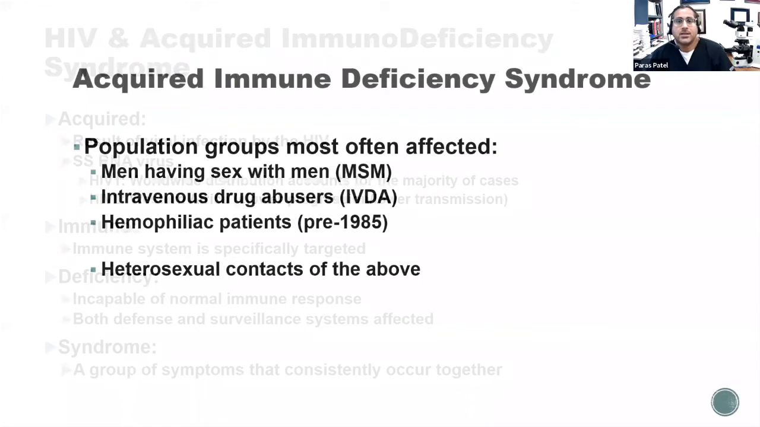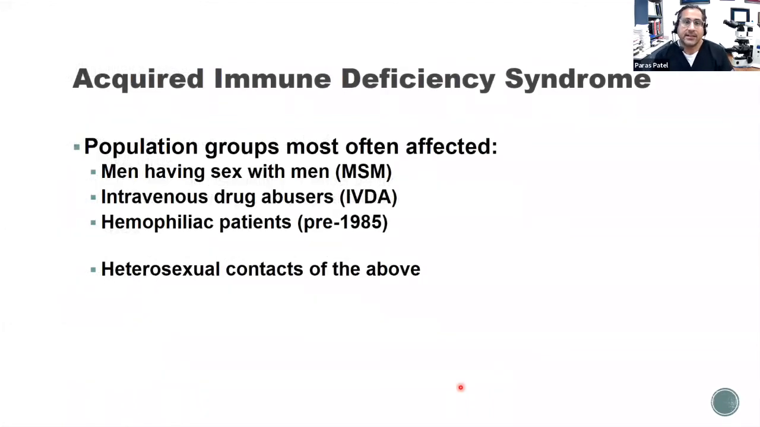All right, so what populations are most affected? It still remains that most often we see this in the group of men who have sex with men, but we can see this in intravenous drug users, hemophiliacs, but hemophiliacs typically prior to the 80s, because in the mid 80s they started screening for HIV in the blood, and so now we don't really see this in patients who have had transfusions or multiple transfusions from blood products.